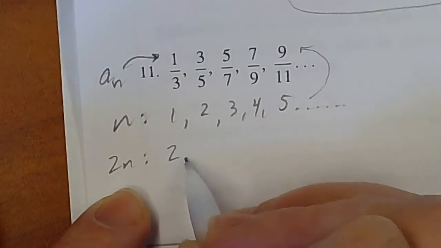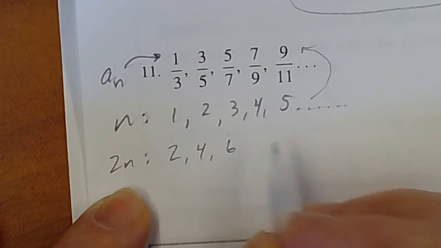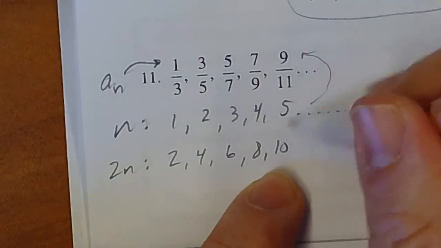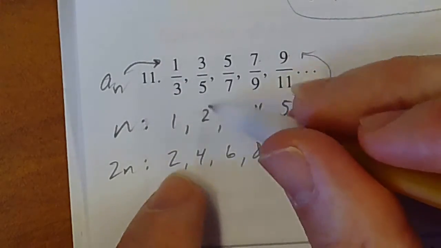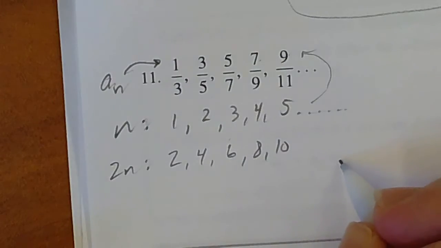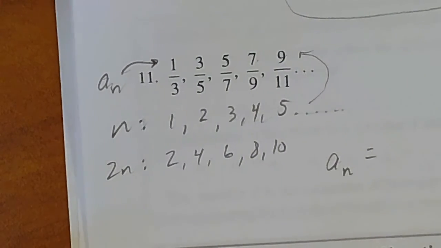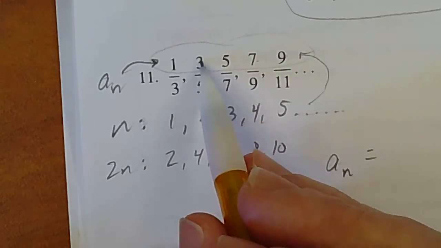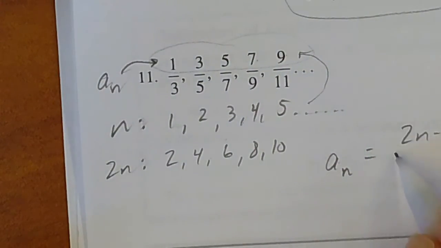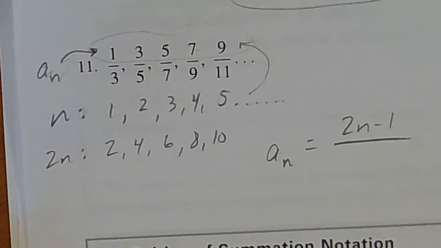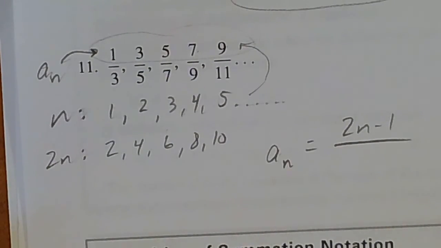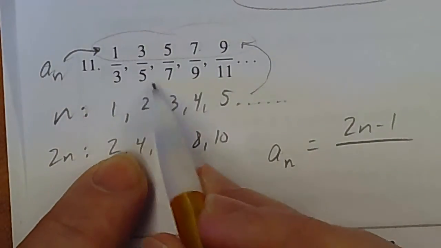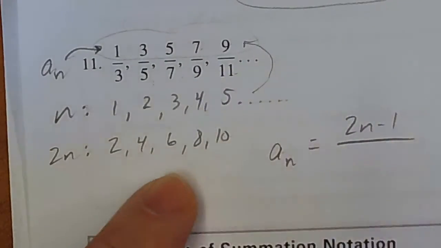What does 2n look like? Well, 2n would be 2, 4, we'd have a 6 here, we'd have an 8, we'd have a 10. And then now really look what's going on. All right, I'm just taking 1 away. That's actually going to help with the denominator too, but I'm not going to get too far ahead of myself. So here we go. A sub n equals. How do I get the numerators from n? You double them and subtract 1. So 2n minus 1. Okay. Now look at the bottom and compare it to 2n. 2 to 3, 4 to 5. Those are just one more.